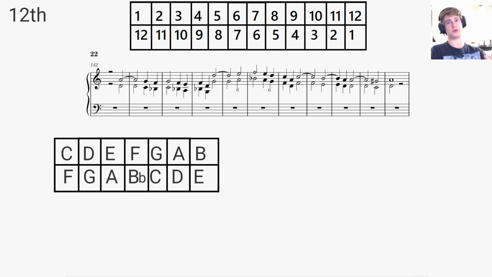Therefore, if we're transposing down a fifth, in this case a compound fifth, then we need to comprehend this fact, that one of the scale degrees is going to change in the mode that we're using.